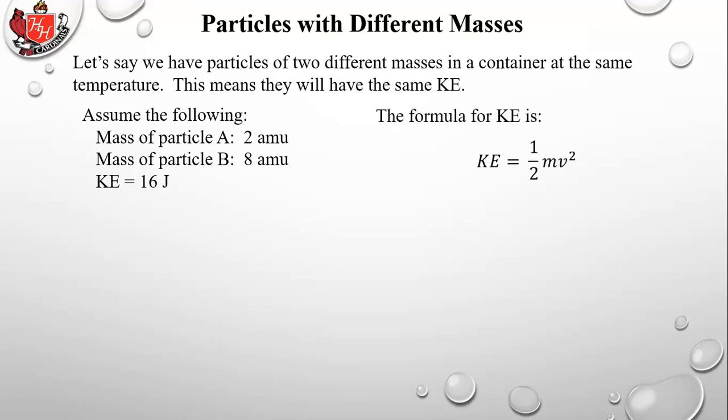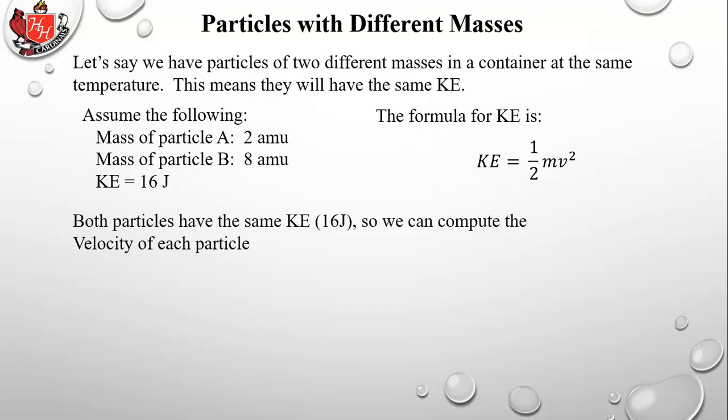So there's the formula we see again. Both particles have the same kinetic energy, 16 joules, so we can compute the velocity for each particle. For particle A, the KE is 16, and that equals 1/2 its mass, which is 2, times the unknown velocity. We're trying to find the velocity squared. Now, you're not going to be asked to do this in class or on a test. I just want you to see this as an example. So if you do the math on that, you solve for the velocity of particle A, you get 4.